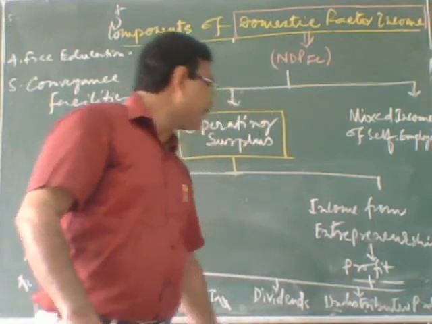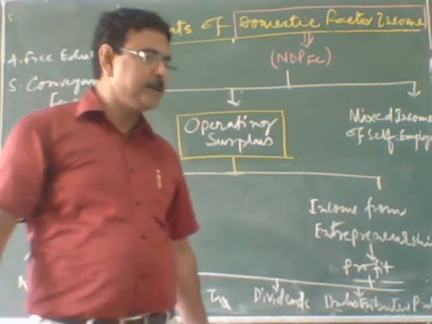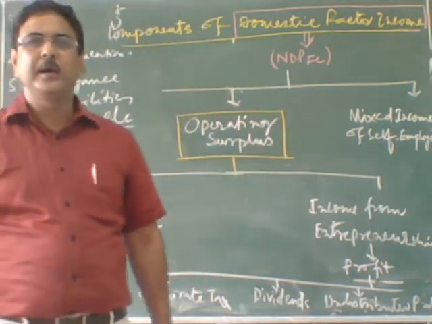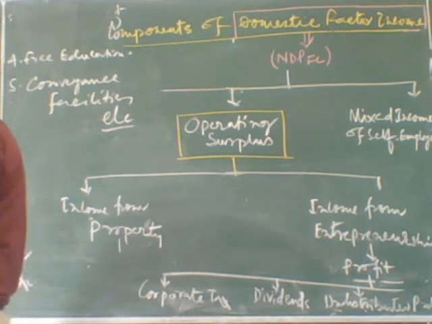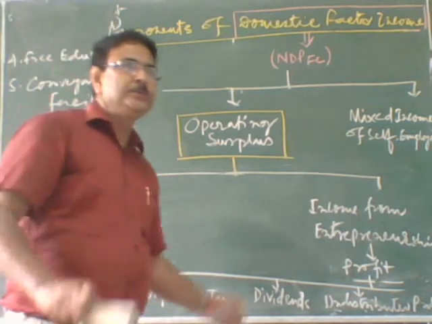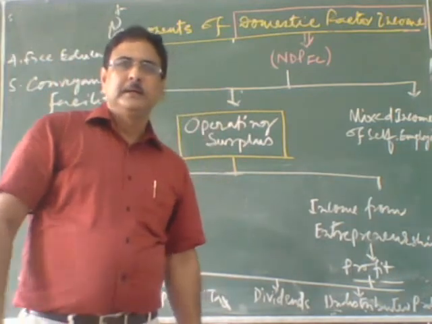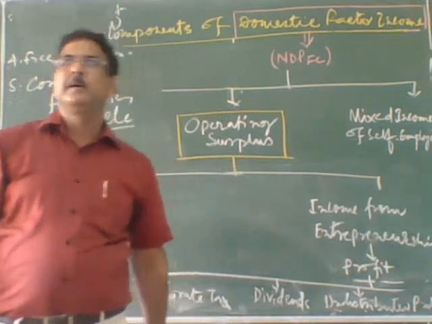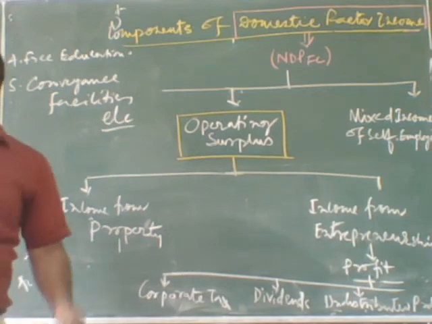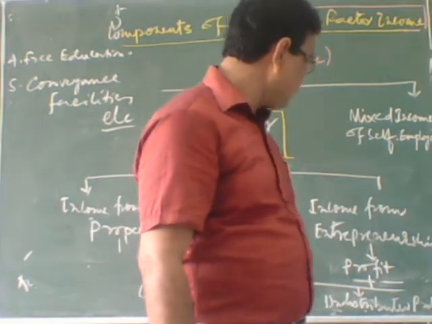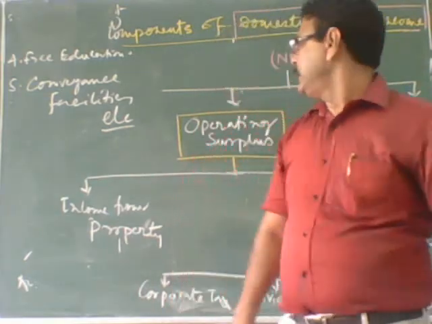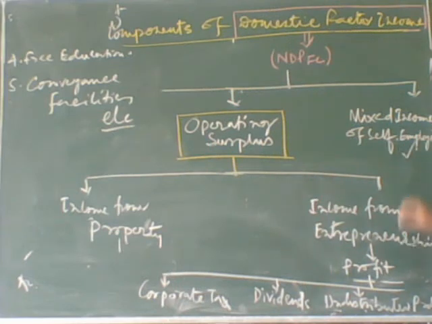And the last one is undistributed profit. Another name for undistributed profit is retained earnings or corporate saving. It is also a part of profit which is kept as reserve to meet business expansion or unexpected contingencies. Next I will come to the last point, mixed income.